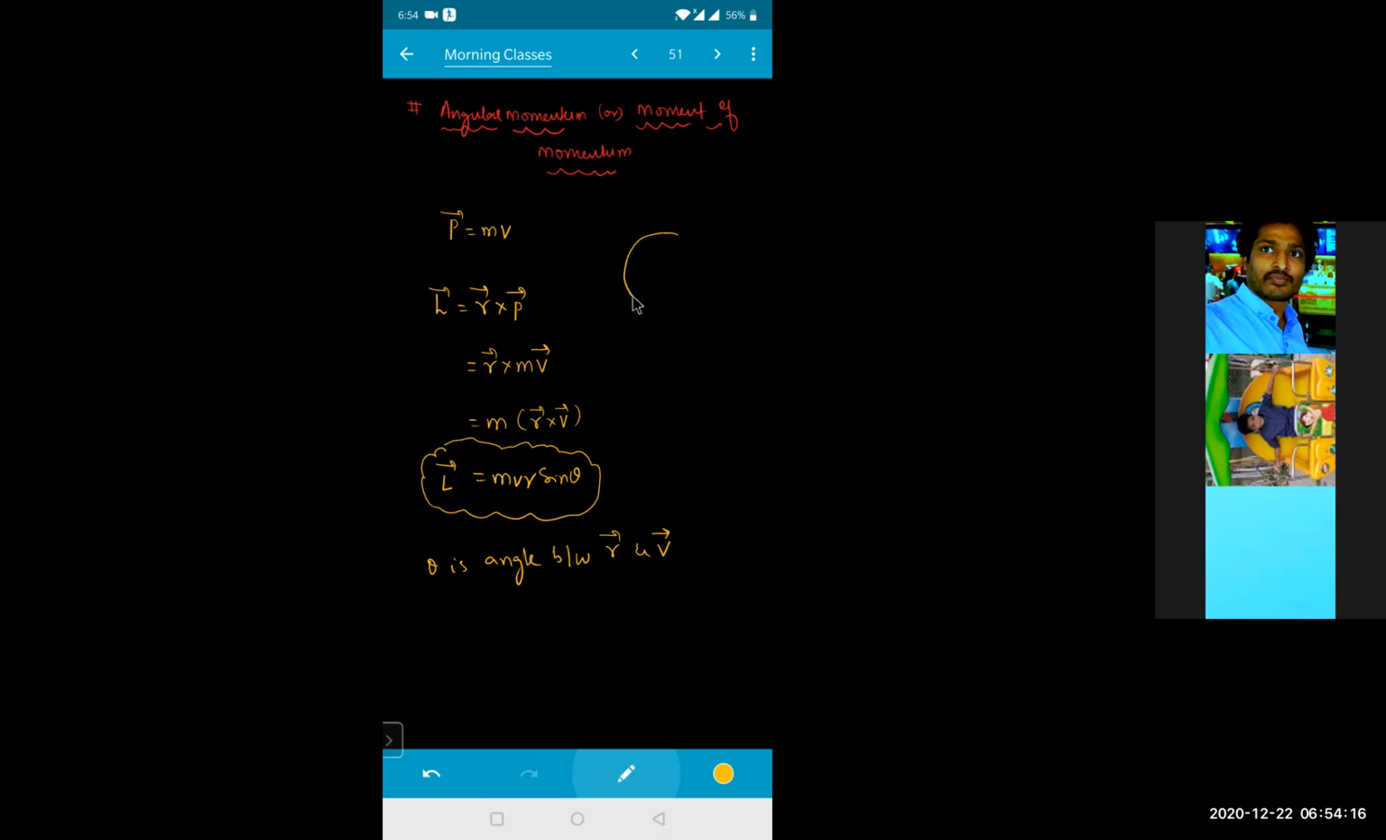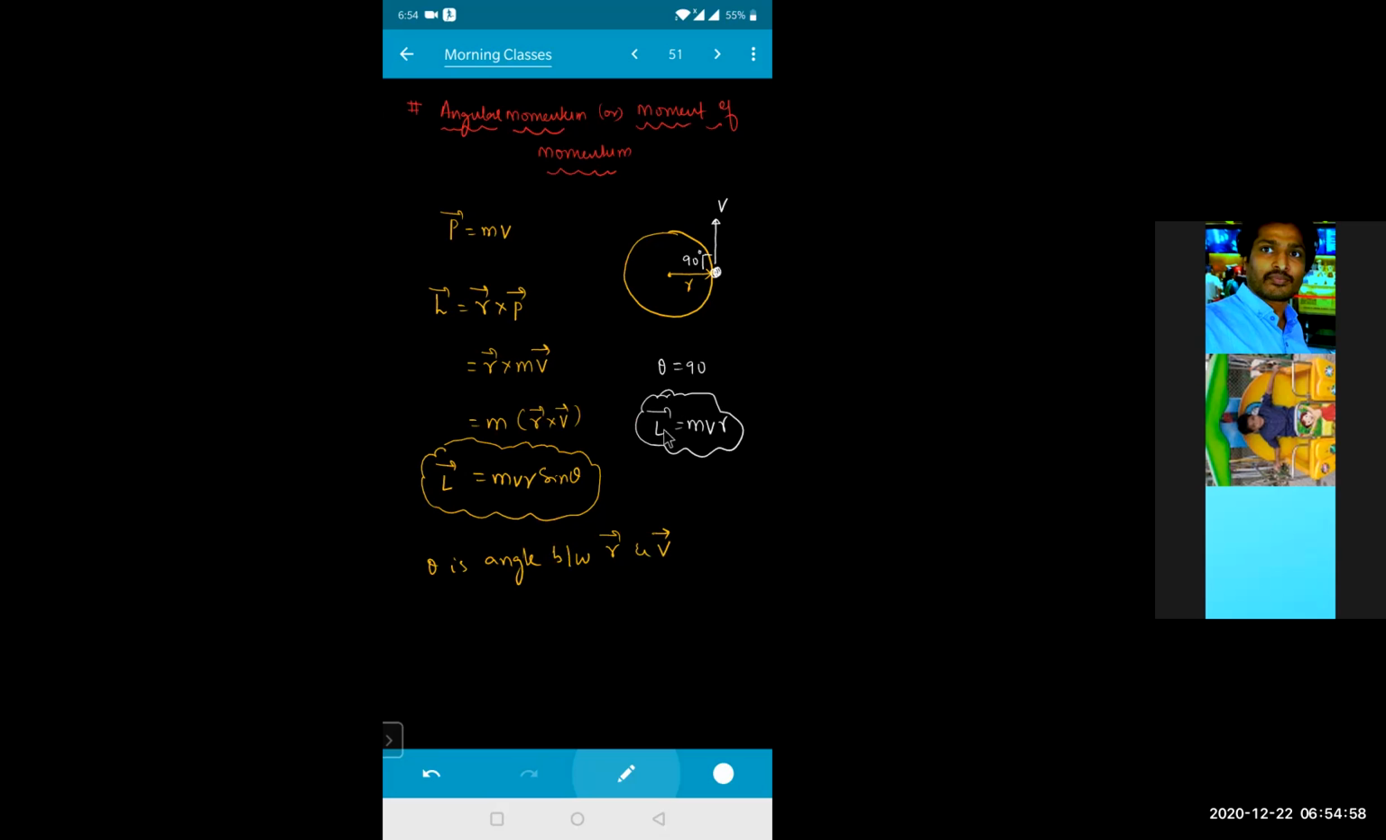Say if this is a particle which is moving in a circular path, and this is the radius r. We have a particle right here, and this particle is moving in this direction with a velocity of v. The angle between them is equal to 90 degrees. So angular momentum is L is equal to m v r into sine theta, and theta is the angle between r bar and v bar. If the angle between r and v is 90 degrees, then angular momentum will become L is equal to m v into r, isn't it?